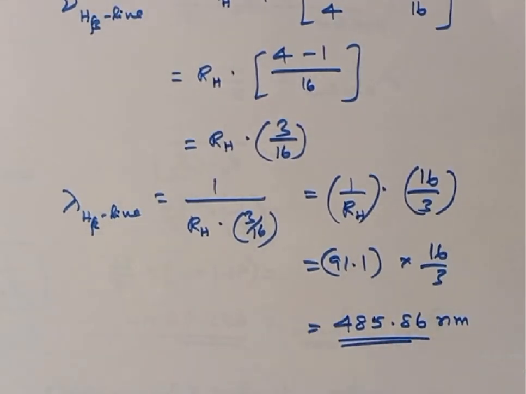H beta line means second Balmer line. Keep that in mind. H beta line is nothing but the second Balmer line.